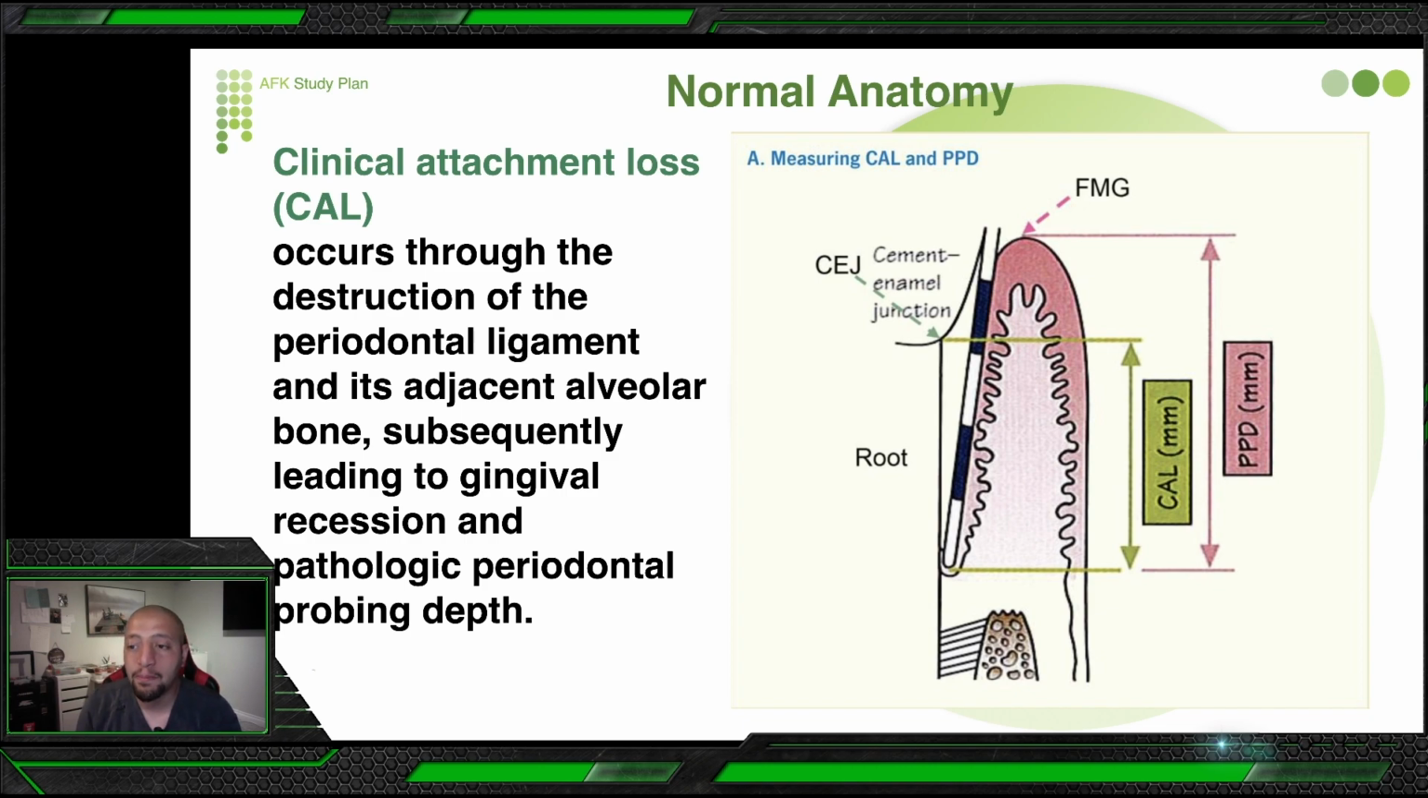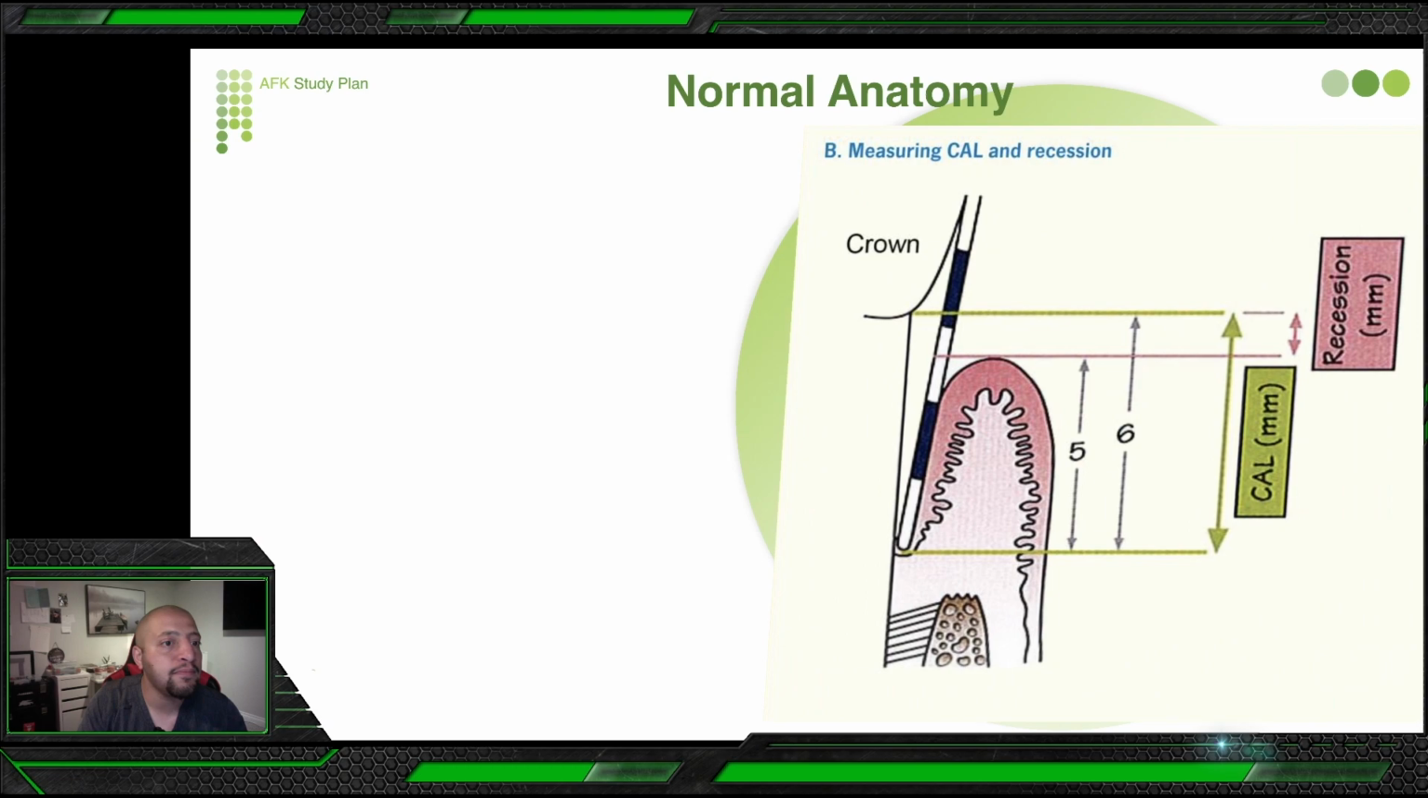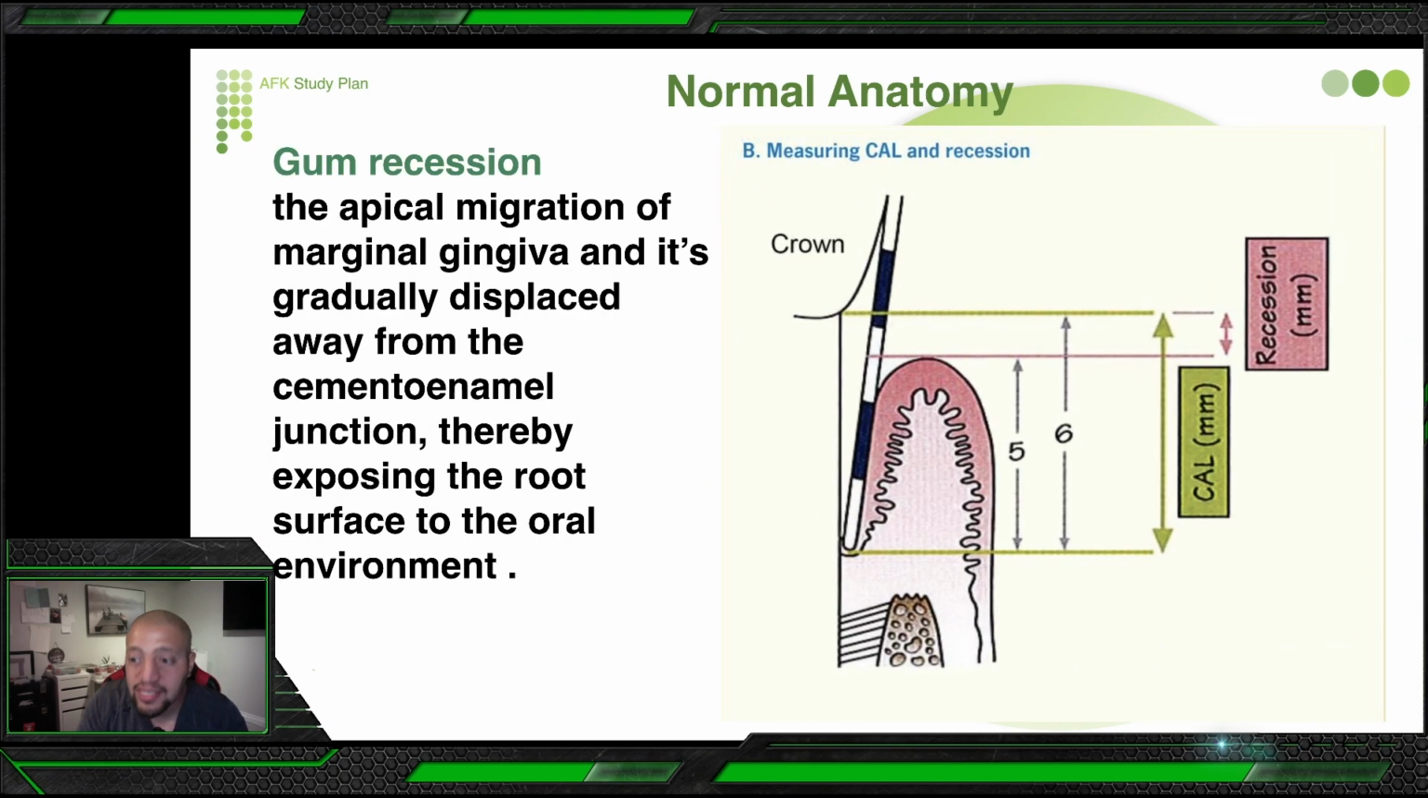So you can see the pink line and the green line. The green line, regardless of the gingiva, is the distance from the cement to enamel junction to the depth of the pocket. The other one, including everything, starts from the free marginal gingiva. If the free marginal gingiva goes apically beyond the cement to enamel junction, you will have a different criterion, which we call a recession, which you can see now here.